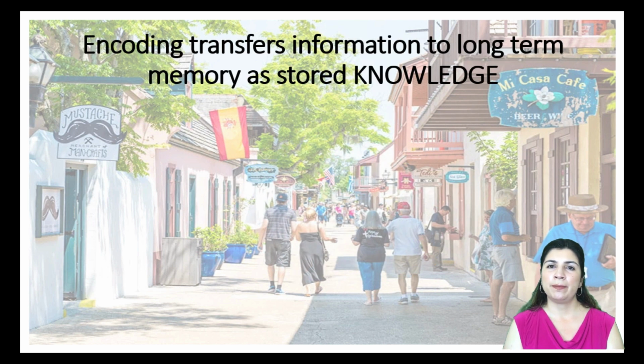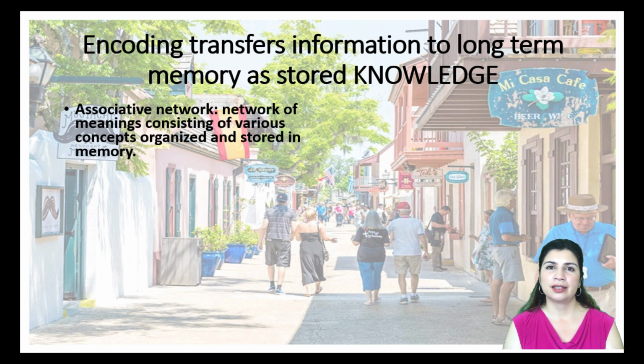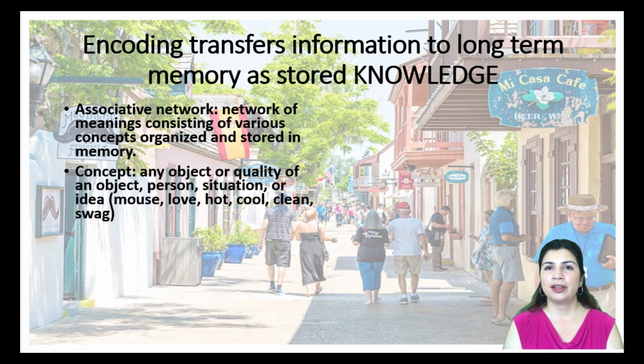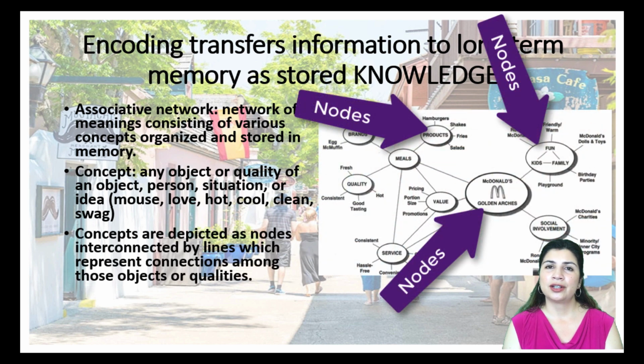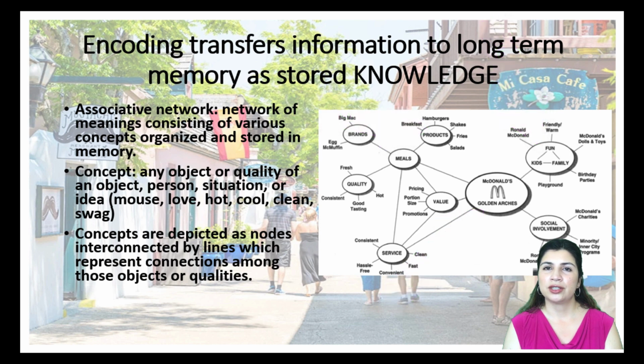Elaboration processes help us to encode information and store it into our associative network, which is a network of meanings consisting of various concepts organized and stored in memory. A concept is a name or label given to any object or a quality of an object, person, situation, or an idea, such as mouse, love, hot, cool, clean, and so on. These concepts are depicted as nodes, interconnected by lines which represent connections among those objects or qualities.